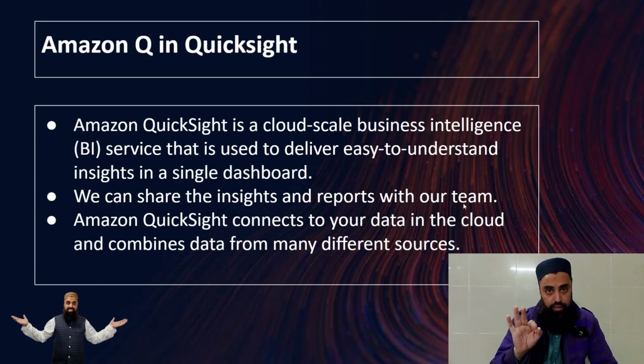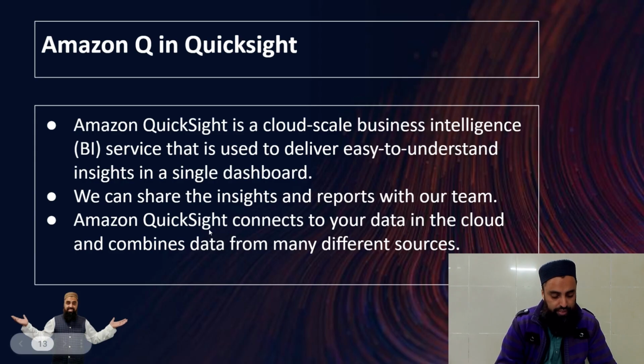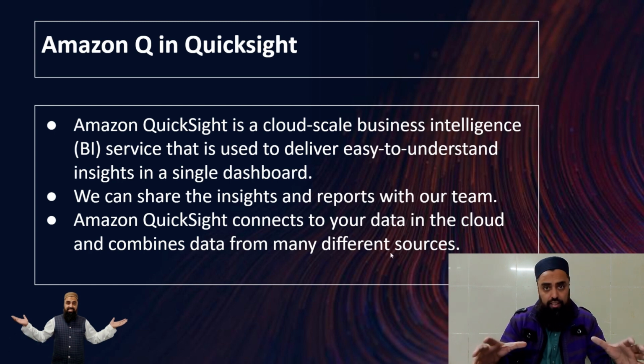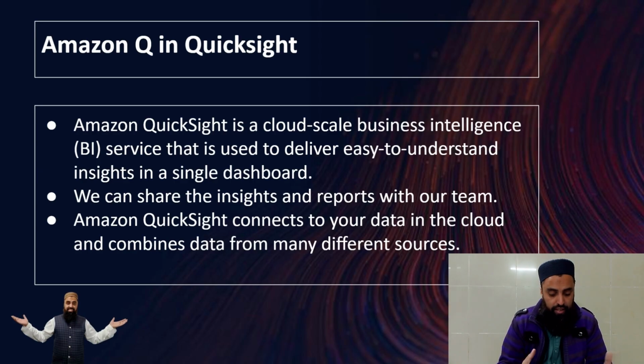So Amazon Q Developer, Amazon Q Business, and now Amazon Q in QuickSight for BI. Specific BI developers must be using Amazon Q in QuickSight. We can also use Amazon QuickSight to connect with our data in the cloud and combine data from many different sources for our business, and then we can use that data to get intelligent reports on a single dashboard. So it is actually a BI service, business intelligence service, known as Amazon Q in QuickSight.